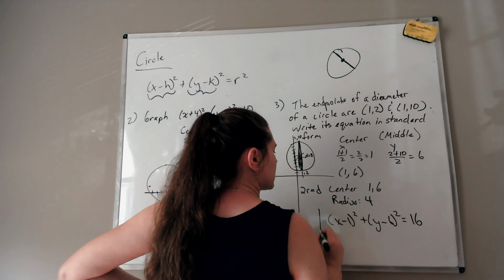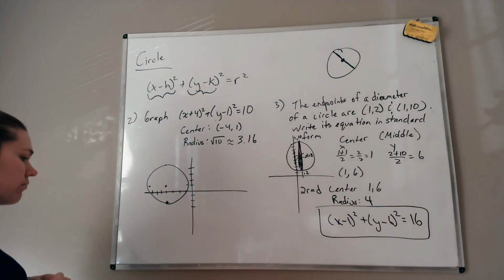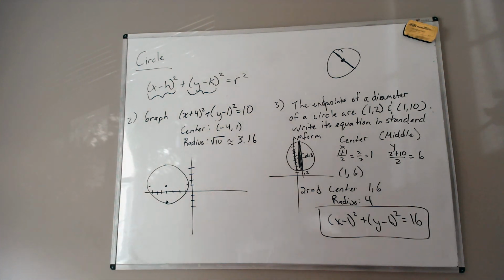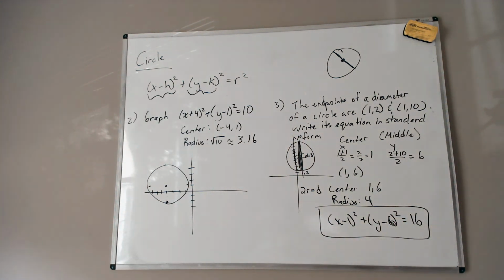Okay, so just make sure you feel comfortable graphing a circle, writing from general form to standard form, and just pulling out all of the information. This is (y − 6)². Okay, so that's it for the circle.